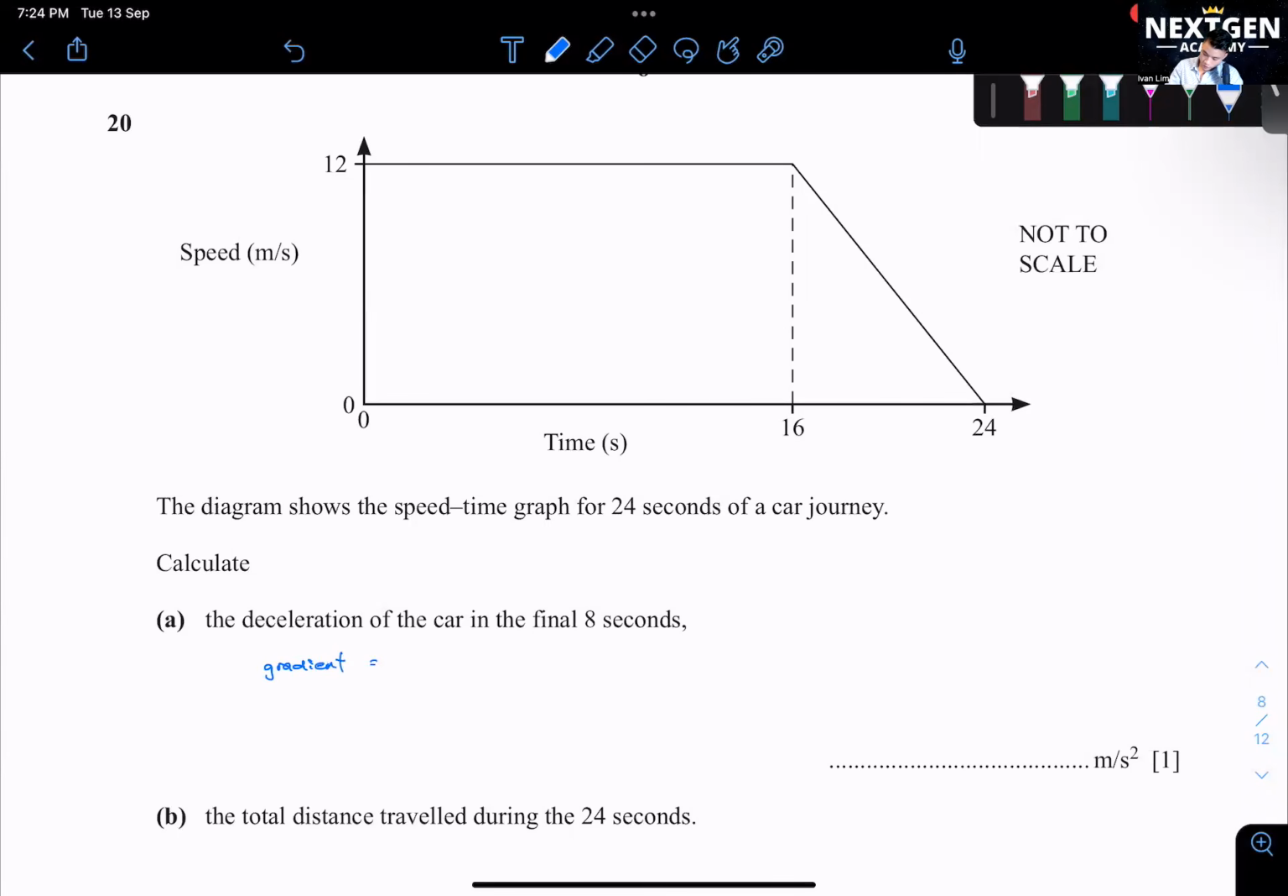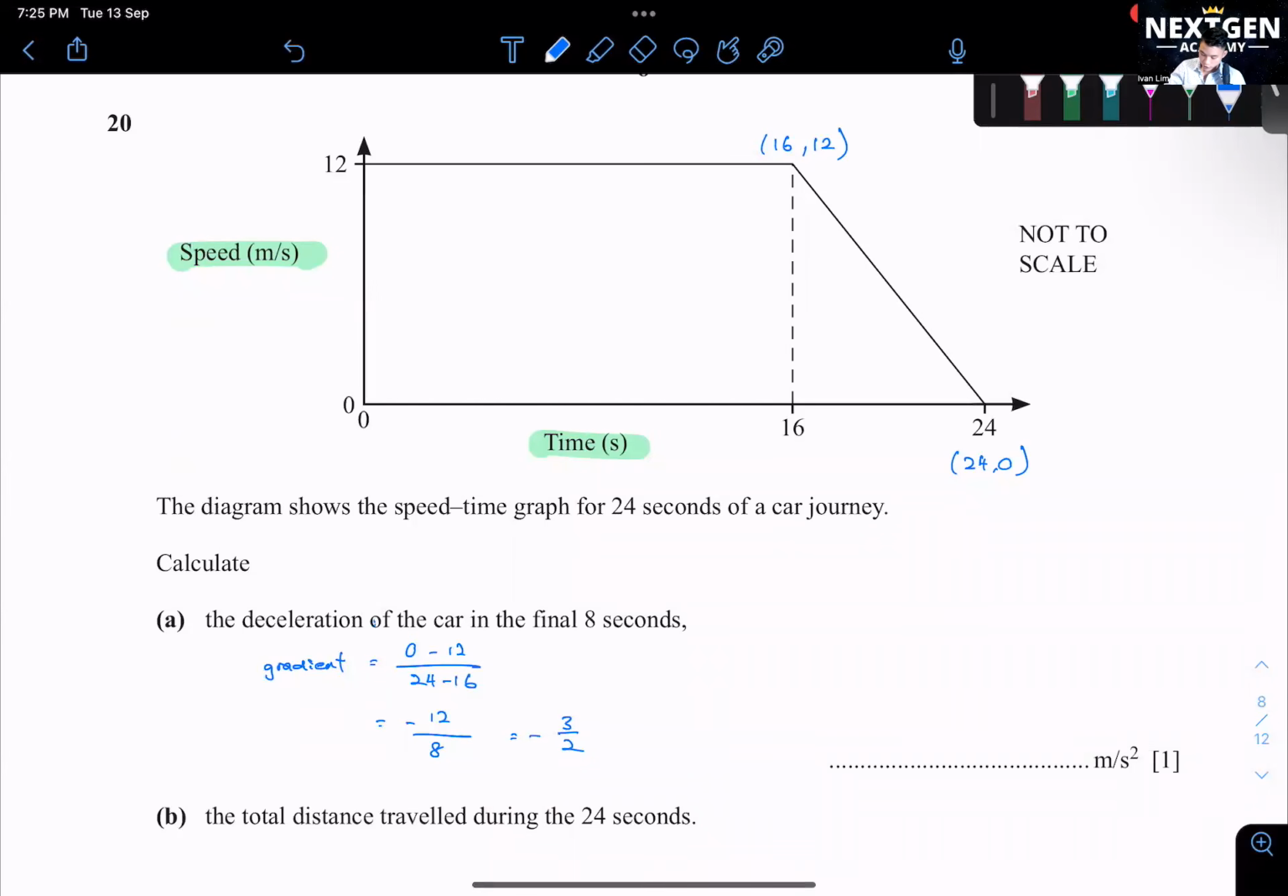So the gradient is, this point here is (24, 0). Over here is (16, 12). Why is it the gradient? Because this is a speed time graph, so the gradient for a speed time graph is acceleration. So we take 0 minus 12 over 24 minus 16. So you'll get negative 12 over 8, which you'll get negative 3 over 2.